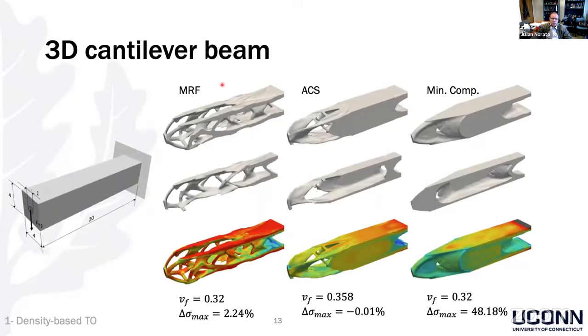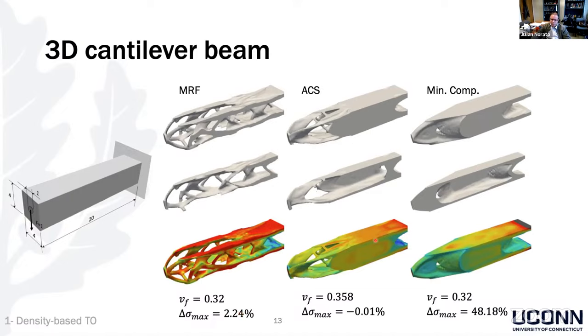And finally, I have an example for a 3D cantilever beam. One thing I like about this example is that we would think that in this particular case, the minimum compliance design should look the same as the stress constraint design. And that's not the case, because if the beam is long enough, then you have a stress concentration here. The design region really does not allow for the minimum compliance design to be the same as the strongest design. When we use the MRF approach, we get something that looks like this. It slightly violates the stress constraint, but not by much.